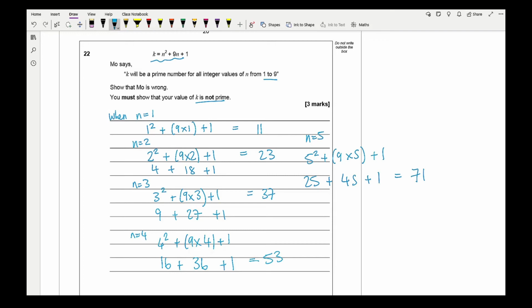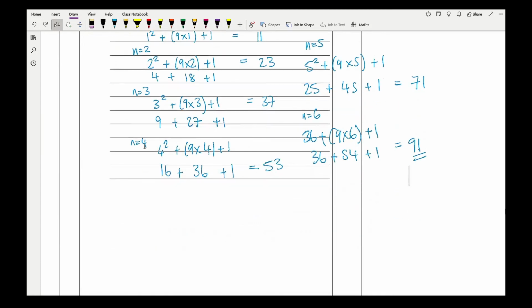And then I'm going to try n equals 6, so I've got 36 plus 9 times 6 plus 1, so that's 36 plus 54 plus 1, which gives me 91, and 91 is not prime. And there is our final answer. So after all of that, when n equals 6, it equals 91.